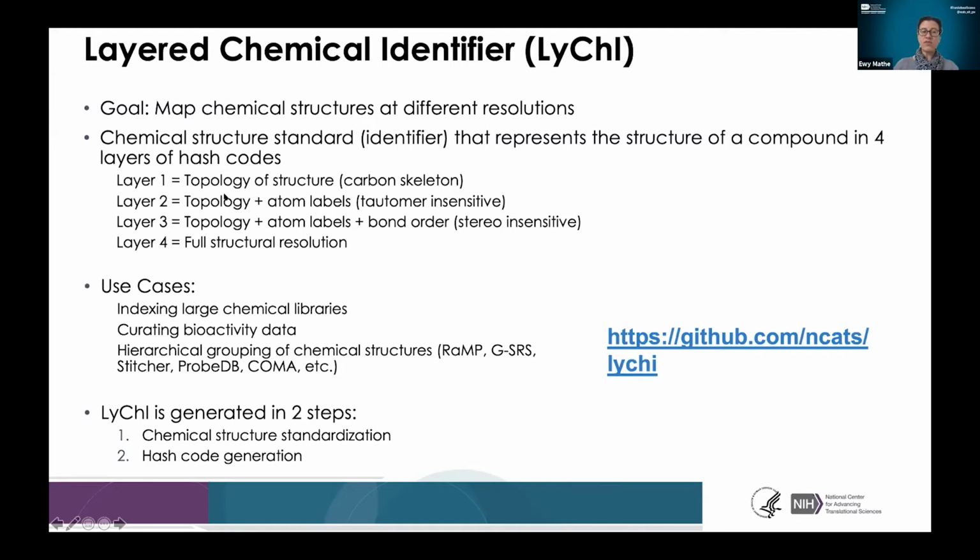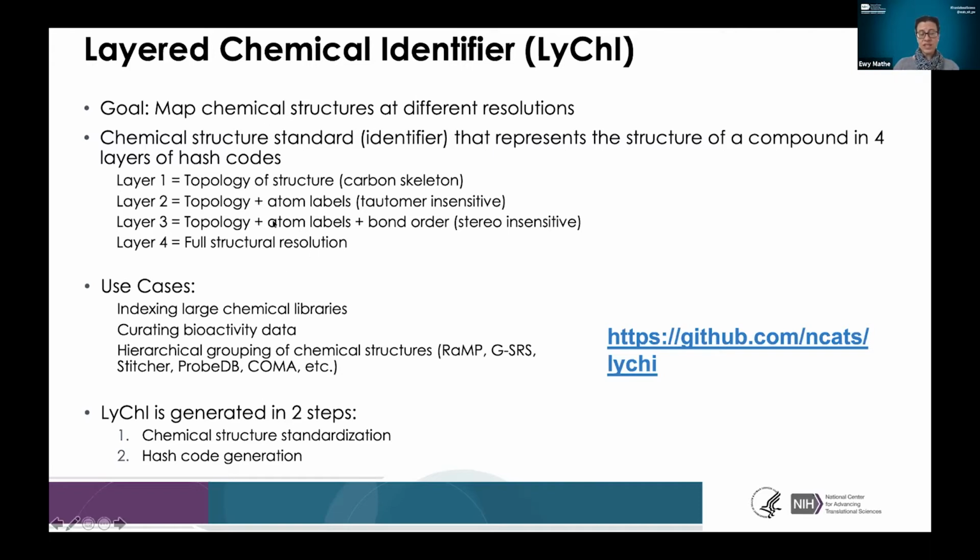There are actually four layers that are embedded into LyChI. Layer one represents the topology of the structure. Layer two represents the topology plus the atom labels. Layer three adds on the bond order. And then with layer four, you get back the full structure or resolution. So you can take SMILES, for example, and convert them into LyChIs.